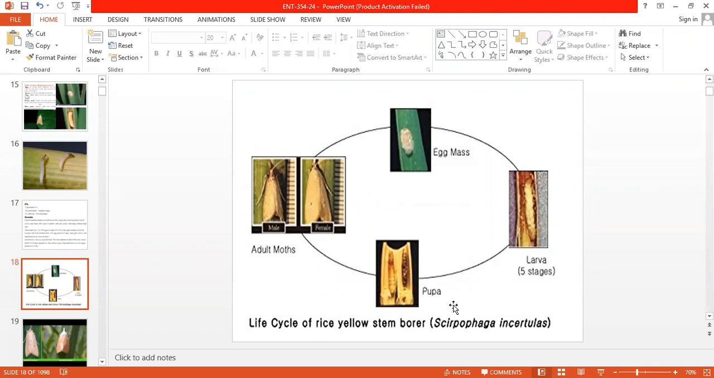Then the pupa of that pest is mainly found inside the infested stems in white silken cocoons. The pupa is dark brown in color. The pupal period is 6 to 10 days. Then the adult stage of that pest comes out from the pupa, and the total life cycle of that pest is completed within 28 to 35 days depending upon the temperature.